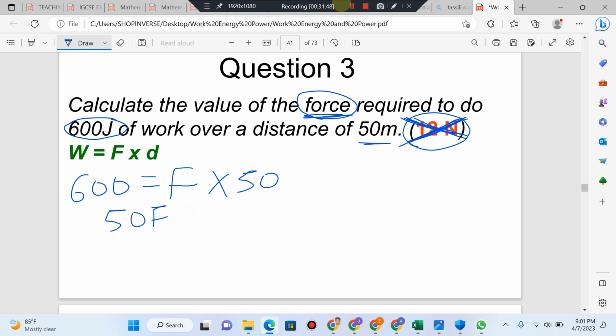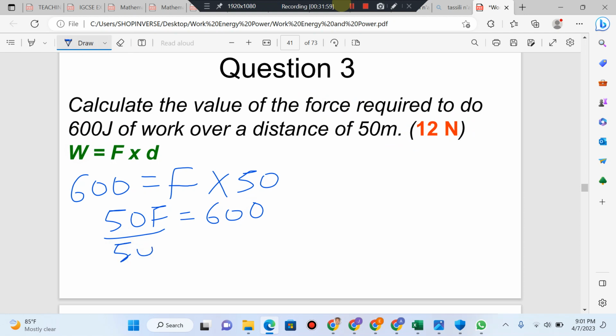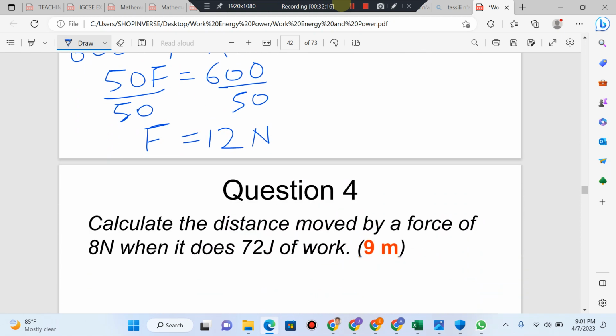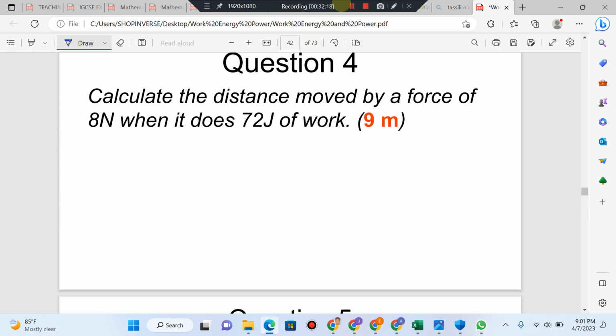Now, F times 50 gives 50F. So if 50F is equal to 600, how will you get the value of F? You divide both sides by the coefficient of F. So we are dividing both sides of this equation by 50. 50F divided by 50 gives F. 600 divided by 50, you get 12 Newton, and that is your answer. I hope this is what you got when you solved this yourself.